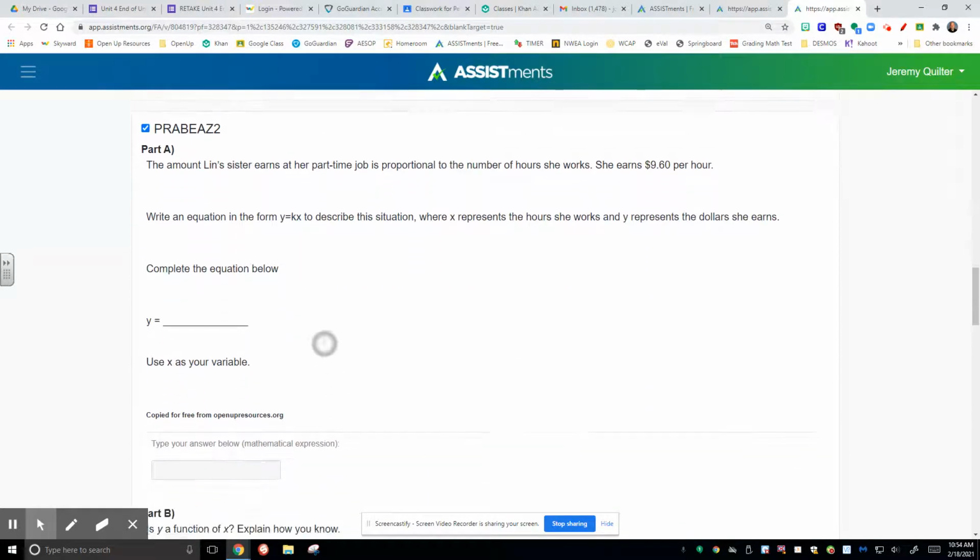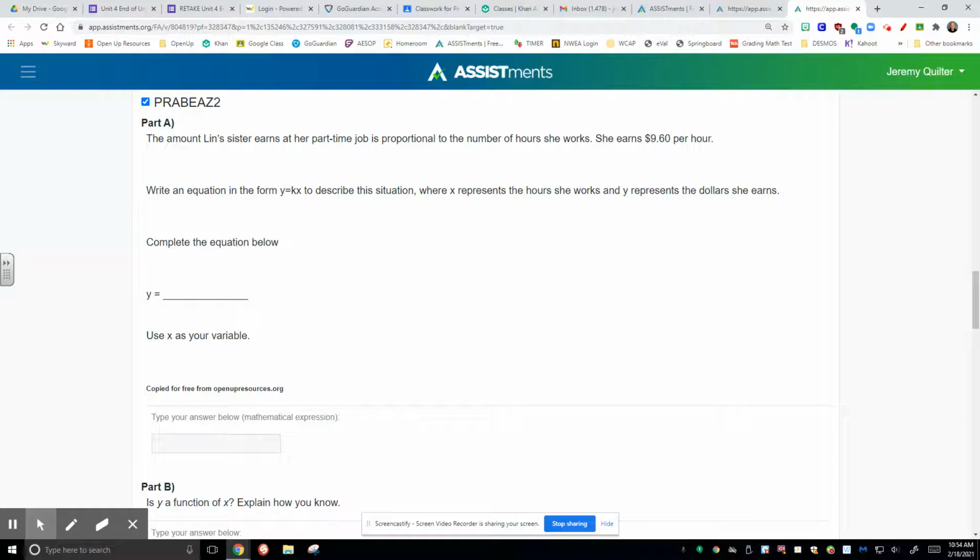Problem 2. The amount Lynn's sister earns at her part-time job is proportional to the number of hours she works. She earns $9.60 per hour. This is super key to this. It's proportional to the number of hours she works, meaning that she starts out with 0 hours. She makes $0. That means she doesn't have any savings. She doesn't get any bonuses. She just has $9.60 per hour. So on your equation, technically it would end with plus 0, but we wouldn't write that in there when we submit our response right here. All I need to see is the expression that represents that she's making $9.60 per hour.